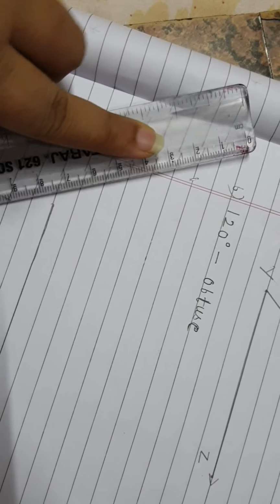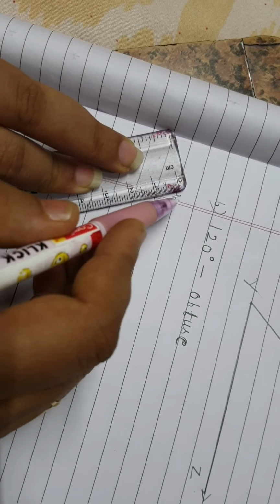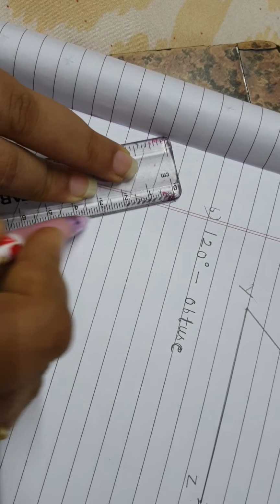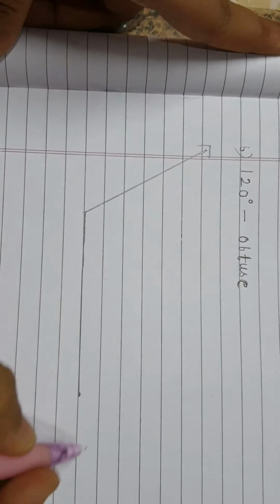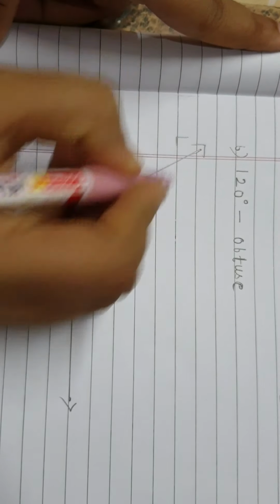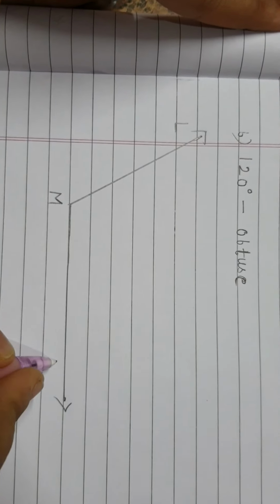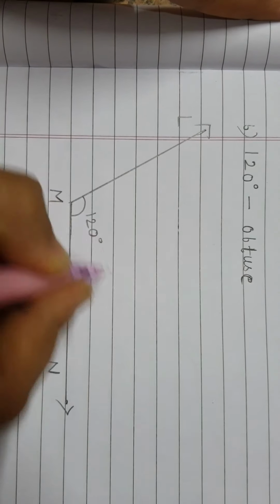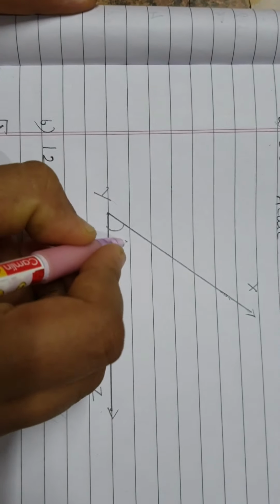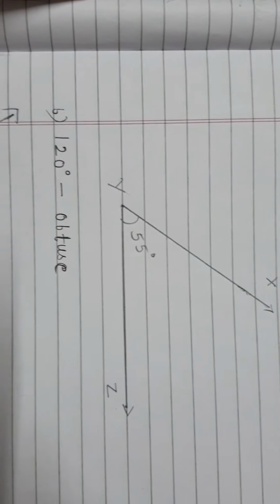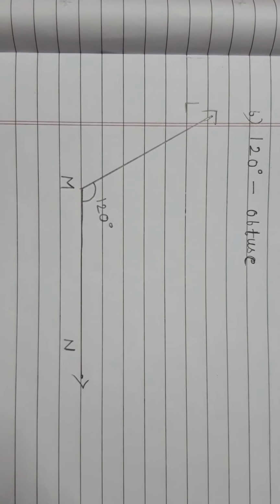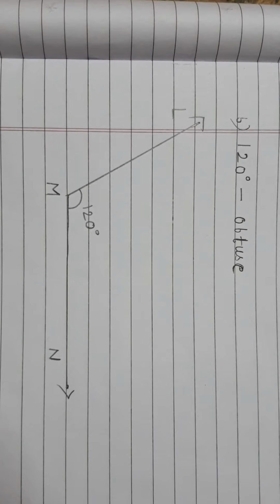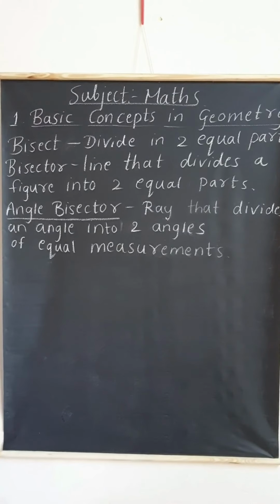Remove the protractor and join with the vertex. So this is your 120 degree angle formed. You can name this angle. I will name it as L, M, N, measuring 120 degrees. You have to write the measurement here similarly to the first angle, 55 degree. So in this way you have to construct the angles.